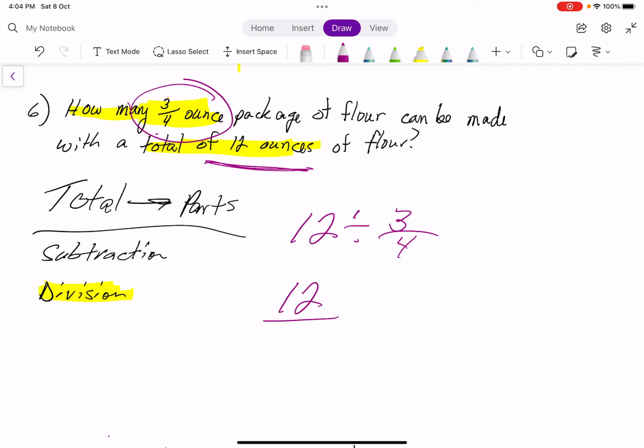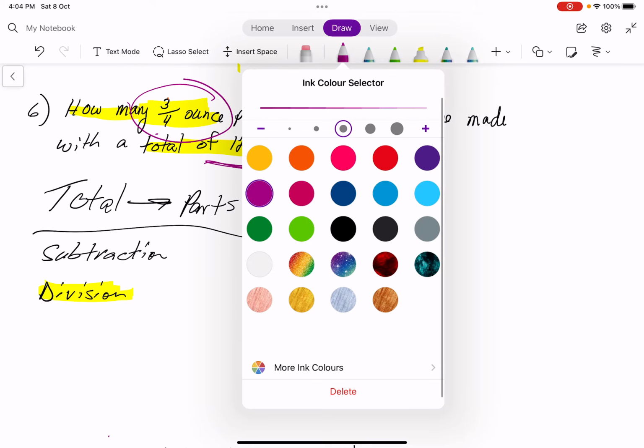So we keep our first one. I'm going to write it as a fraction. We change to multiplying, and we multiply by the reciprocal.